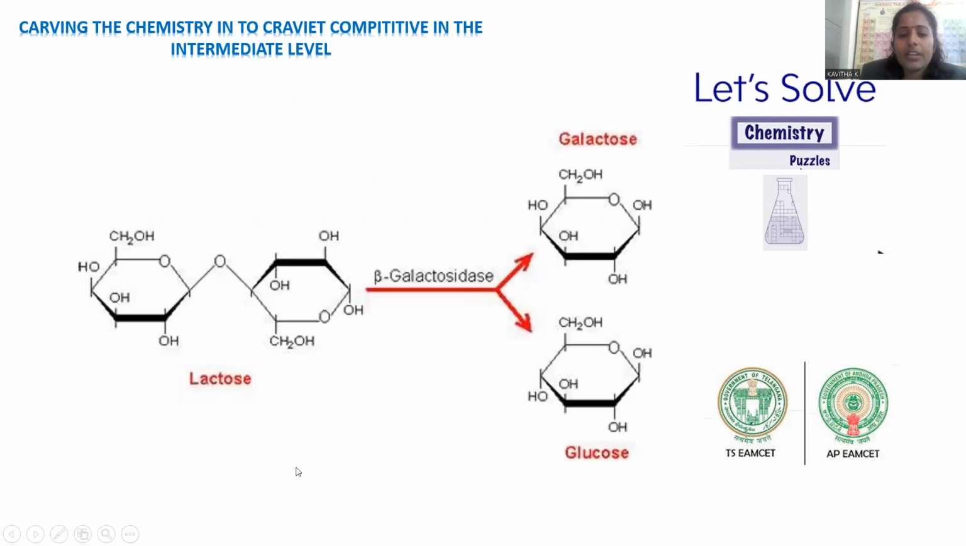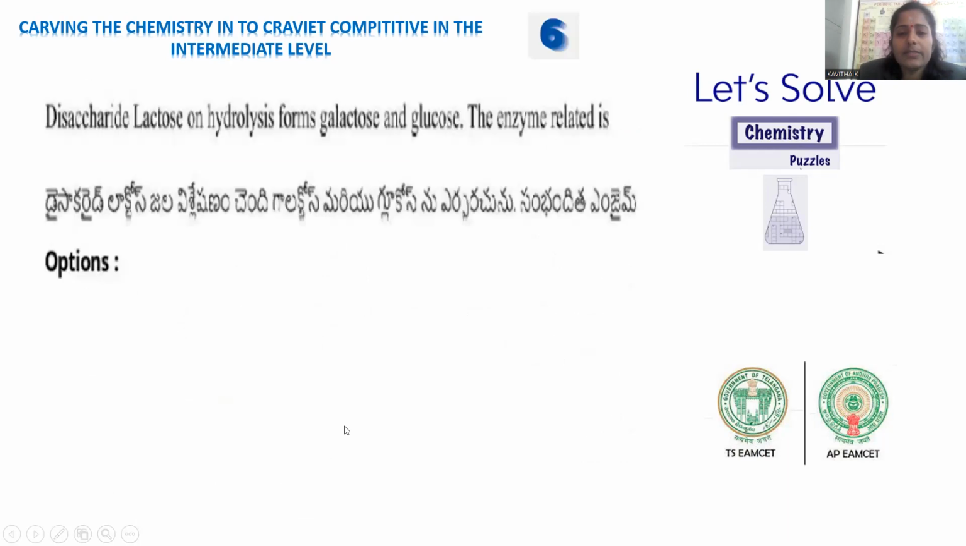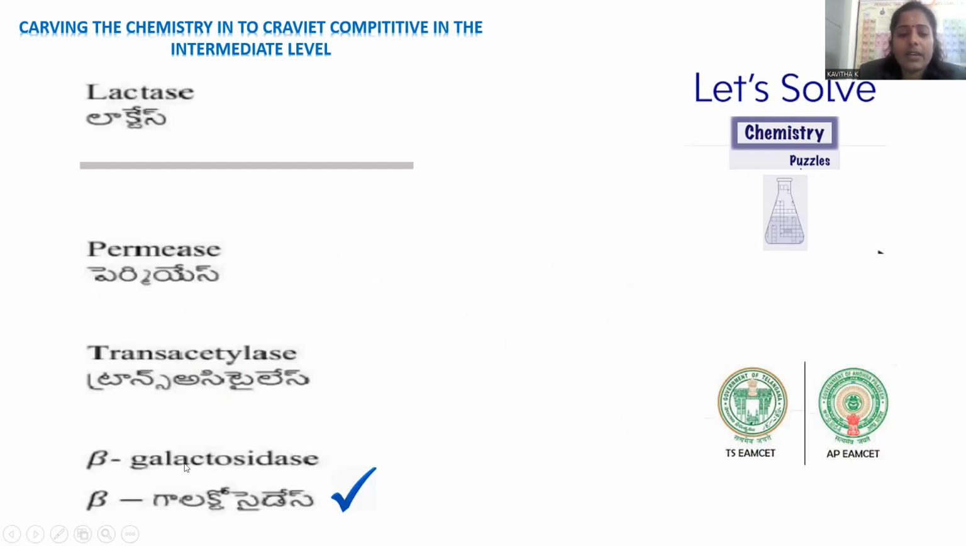Beta-galactosidase is the right answer. If you see this, this is called a disaccharide, where 2 sugar moieties are joined with the ether linkage. This is lactose, the milk sugar. This gets hydrolyzed. If you add water in order to cleave the bond over here, the 2 moieties get separated. One is galactose, second is glucose. In order to hydrolyze, we need to add an enzyme called beta-galactosidase. So the right answer for disaccharide lactose hydrolysis will be beta-galactosidase, right? For question number 6, option number 4 will be the correct answer.